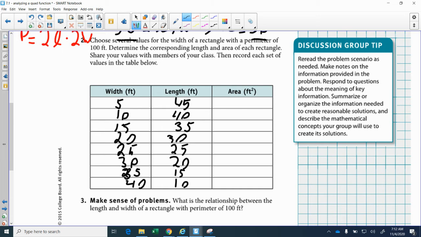So at this point, we're going to start solving for the area. The idea for area is just length times width. So I just have to multiply these two numbers together to get the total area. 5 times 45 comes out to be 225. 10 times 40 is 400.